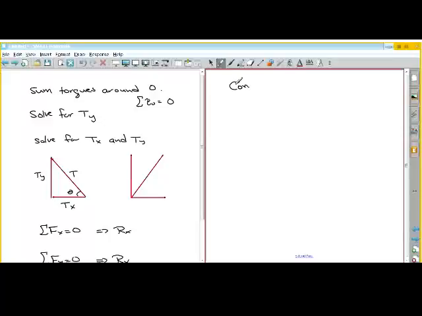Okay, and then the final problem is conservation of angular momentum. So remember, angular momentum is the product of the moment of inertia times omega. So you have the initial moment of inertia times the initial angular velocity is equal to the final moment of inertia times the final angular velocity.